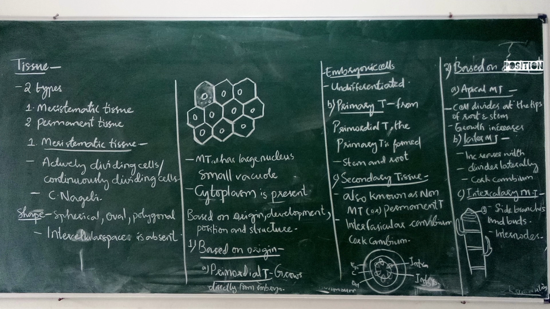Next one is what? Primary meristem. From where is it originated? This originated from the embryonic cells which we saw in the primordial meristem. The tip of the roots and shoot has primary meristem. When the plant body is developed from these cells, then it is known as what? Primary body. These meristems remain active throughout the life of the plant.